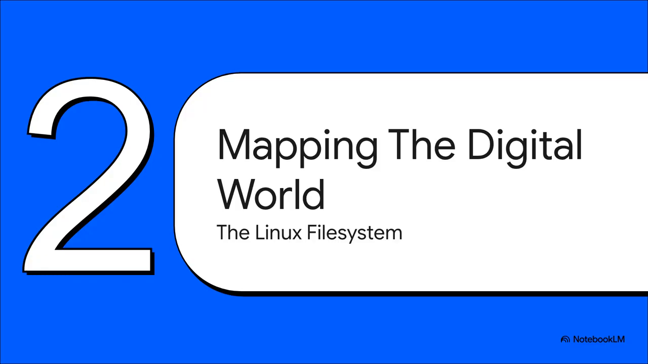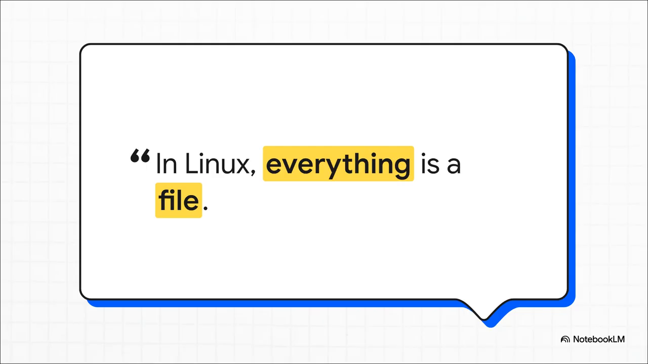Every good adventurer needs a map. I mean, before we can even think about navigating this new world, we've got to understand the lay of the land. And in our world, that map is called the Linux file system. And here it is. This is the single most important rule of this new world. I want you to burn this into your brain. In Linux, everything is a file.